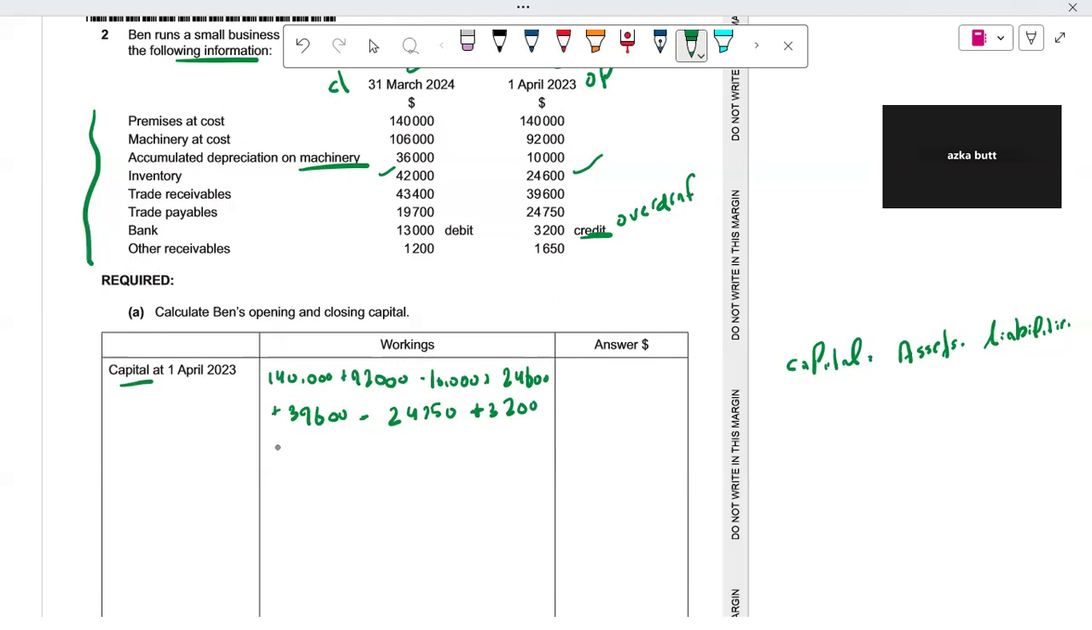Other receivables will be part of current assets. So the answer is 259,900. This is the answer. Okay.